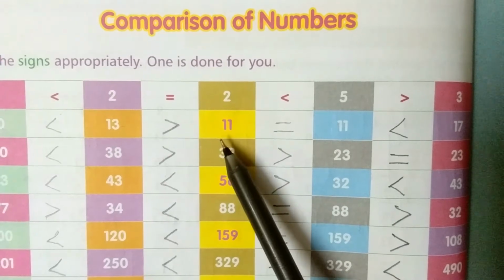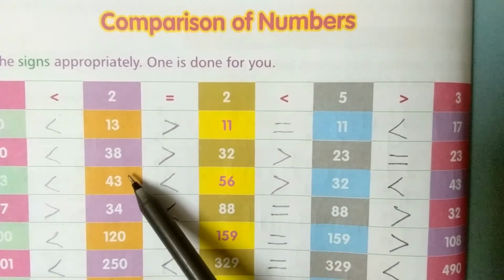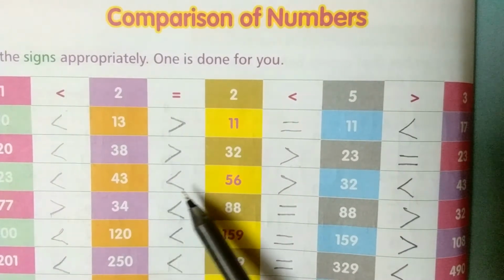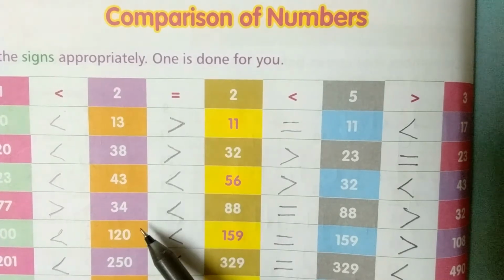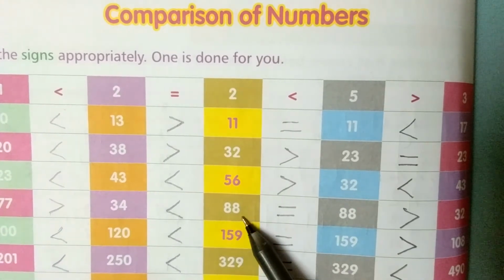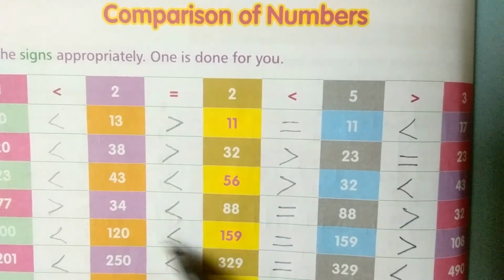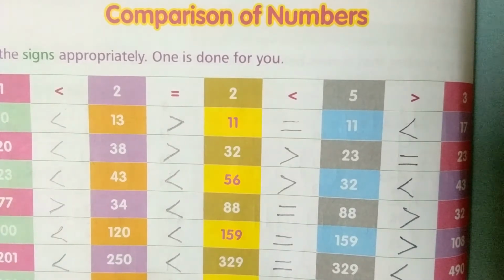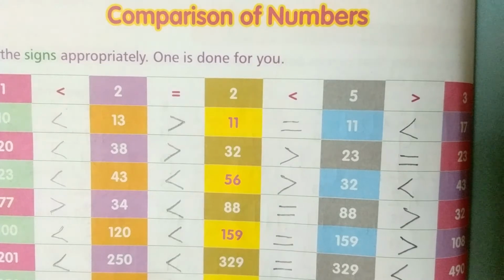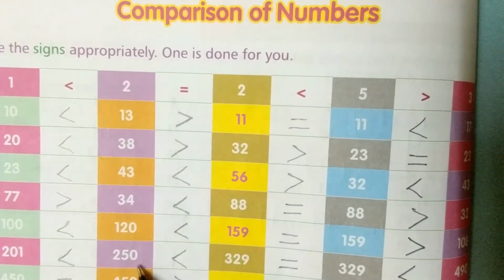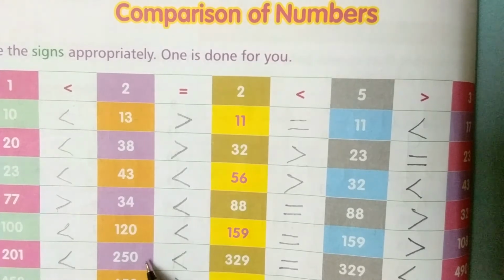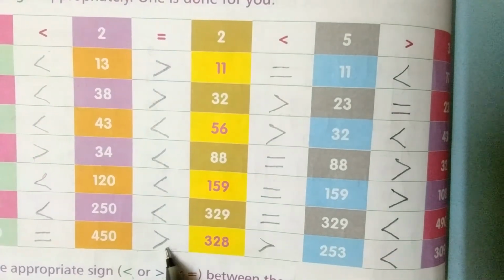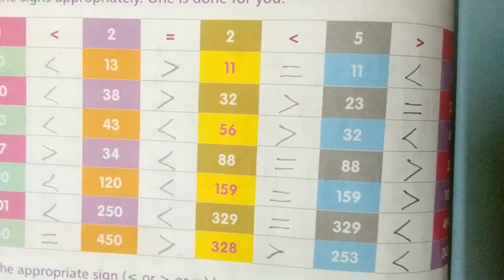13 greater than 11. 38 greater than 32. 43 less than 56. 34 less than 88. 120 less than 159. 450 greater than 328. Sorry, listen carefully. Here 250 less than 329. 450 is greater than 328.